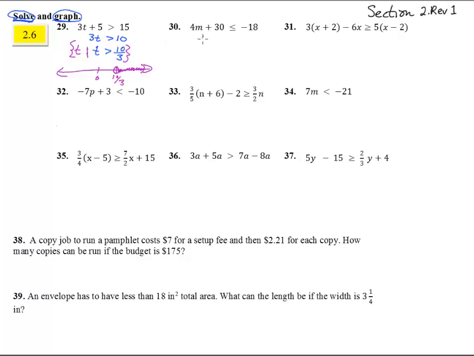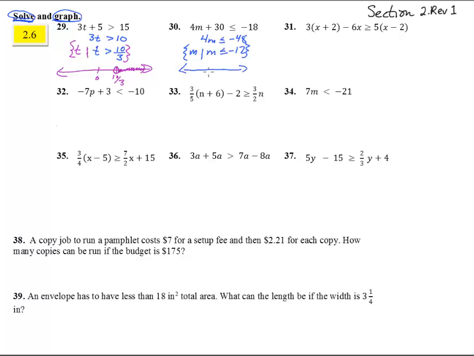Subtract 30 from both sides, and we have 4m is less than or equal to negative 48. Divide both sides by 4, that is m less than or equal to negative 12. Notice that we did not switch the sign there because we didn't divide by a negative number. We divided by 4. Even though this was negative, we don't switch the sign. So let's put the cute thing around it there to make it look nice. There we go. Set of all m such that m is less than or equal to negative 12.